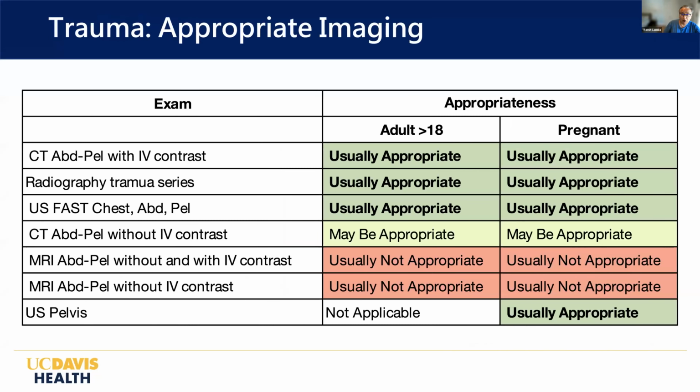Finally, getting on to trauma. So trauma is where a CT is going to be considered appropriate, although an ultrasound is also appropriate in trauma, and a CT with IV contrast is what's going to be used. So trauma is where CT tends to be used. Obviously, FAST scans have a role.